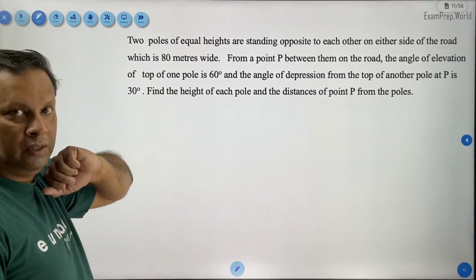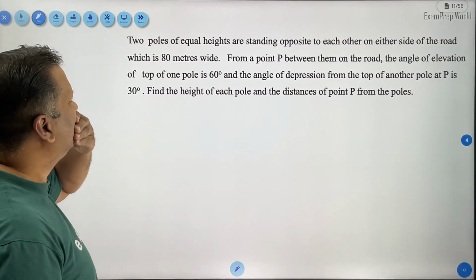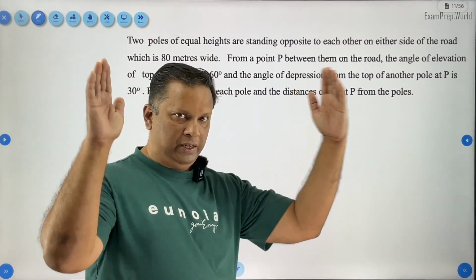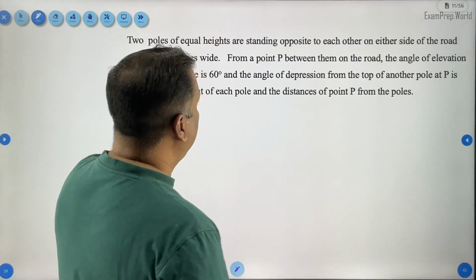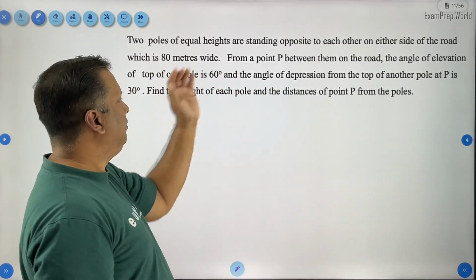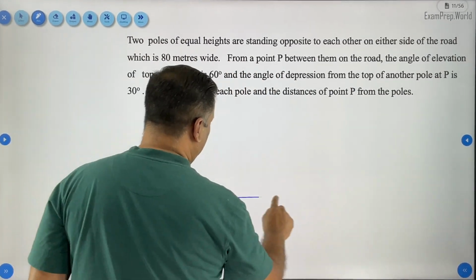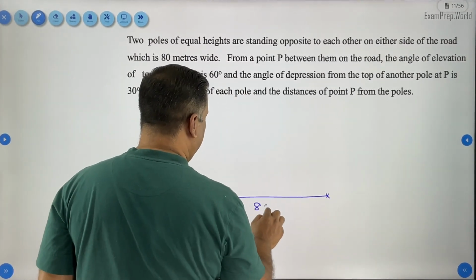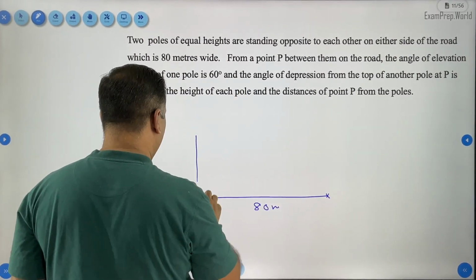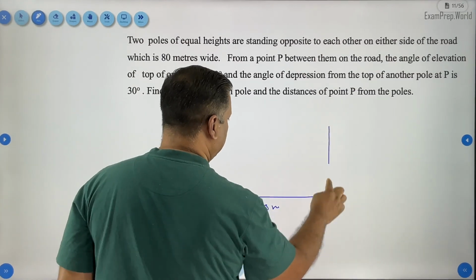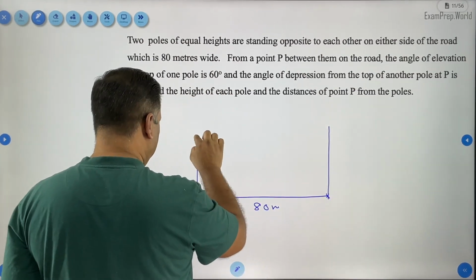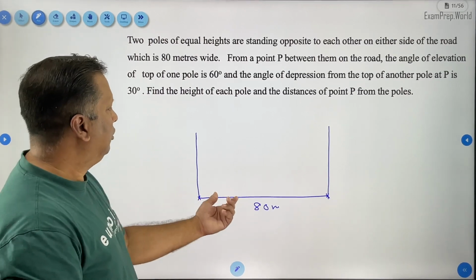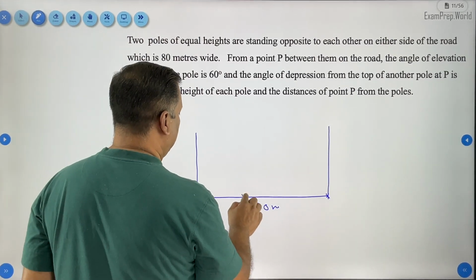Now here, another question. Two poles of equal heights are standing opposite to each other. Poles are of equal heights, standing on either side of the road, which is 80 meters wide. So let us draw the ground level, and this is 80 meters, and two poles are of equal height. So yeah, now they are looking equal. Correct.